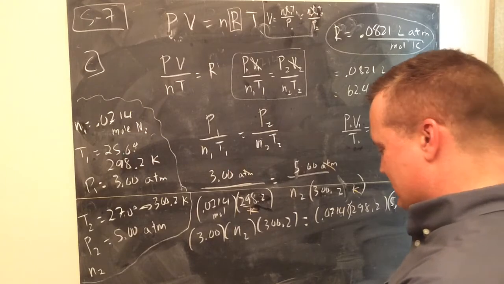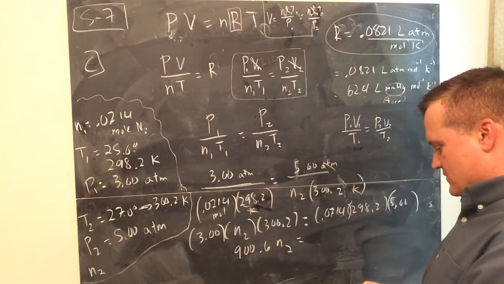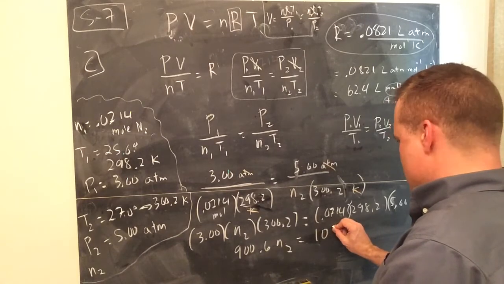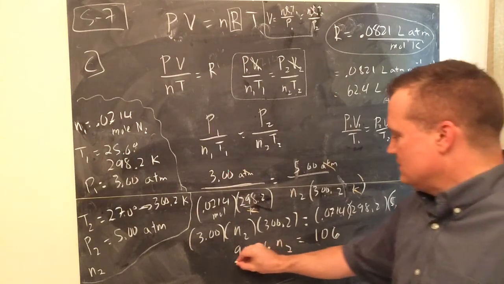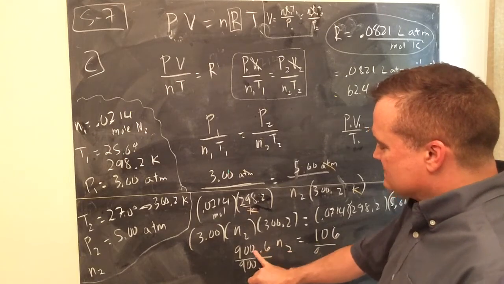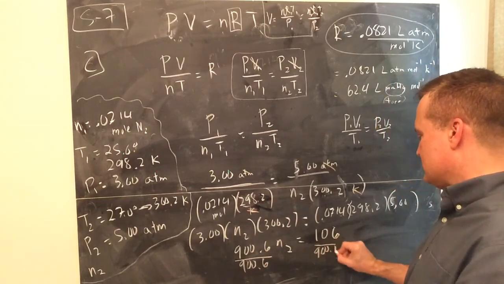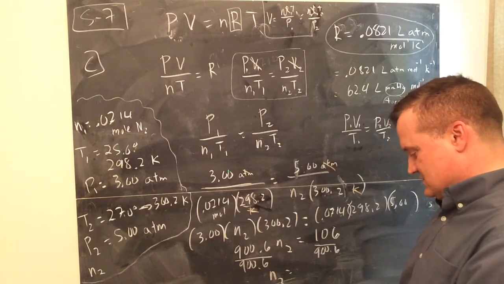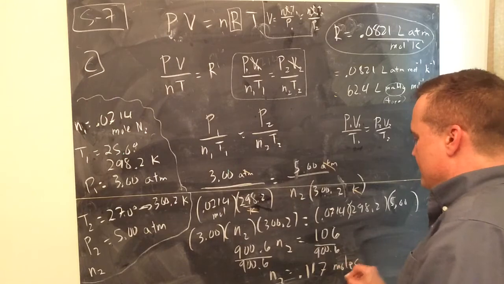So 300.2 times 5 is 1501 N2 equals 0.0714 times 298.2 times 5, which is 106, three sig figs. So 900.6 N2 is 106. Divide both sides by 900.6. You don't have to do sig figs until the very end, so I'll leave it that way. So N2 equals 106 divided by 900.6. It's 0.117 moles.